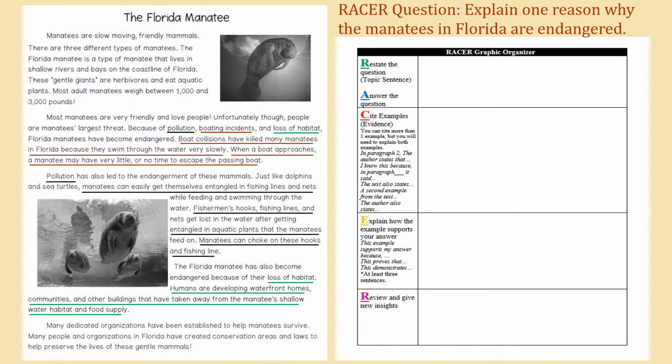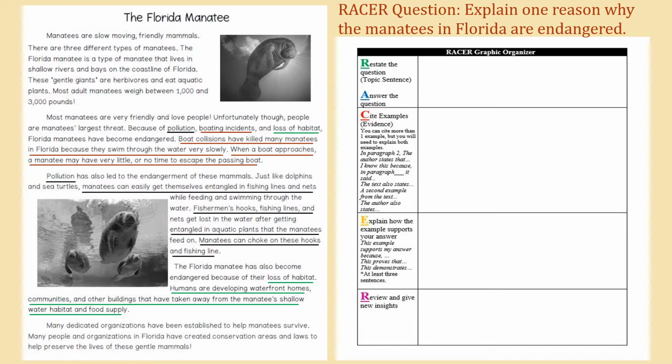The Florida manatee has also become endangered because of their loss of habitat. Humans are developing waterfront homes, communities, and other buildings that have taken away from the manatee's shallow water habitat and food supply. Many dedicated organizations have been established to help manatees survive. Many people and organizations in Florida have created conservation areas and laws to help preserve the lives of these gentle giants.